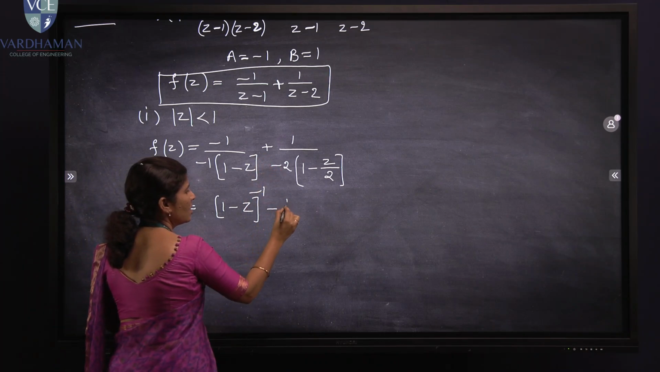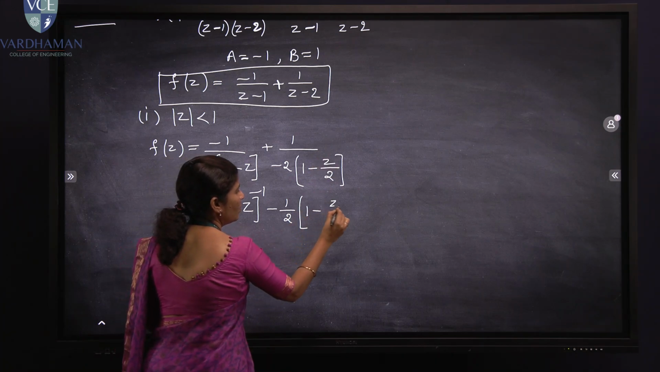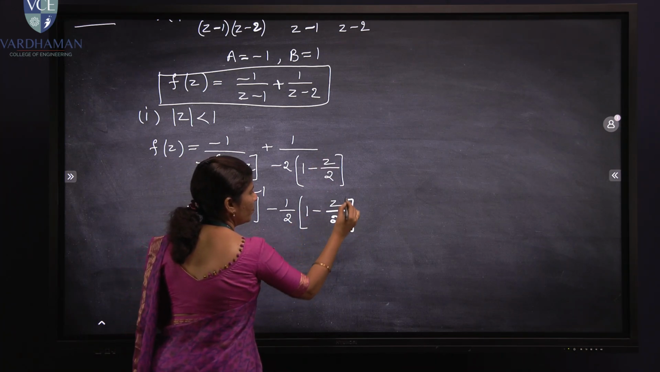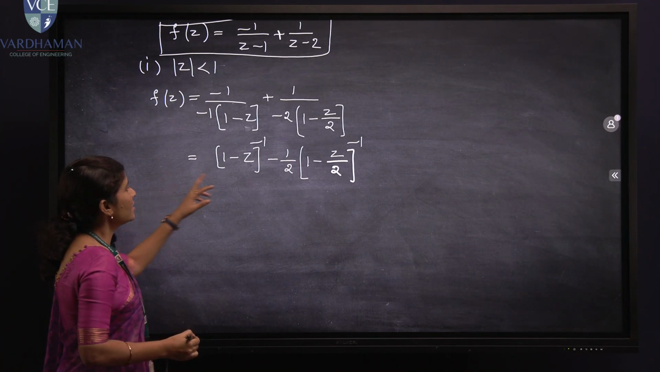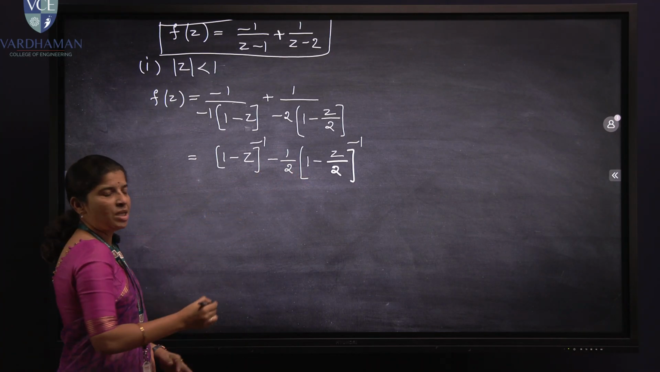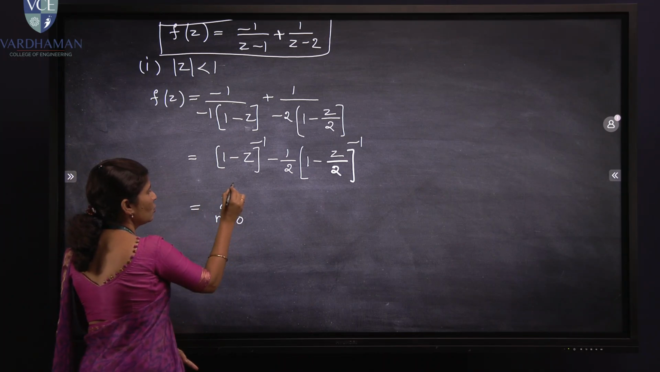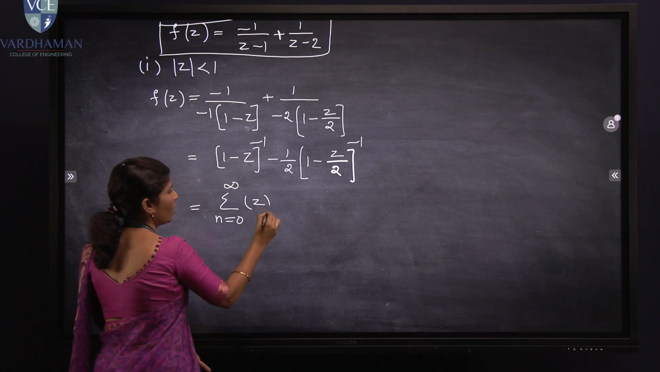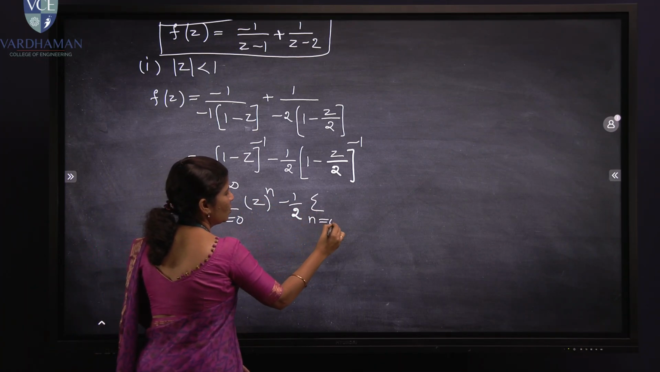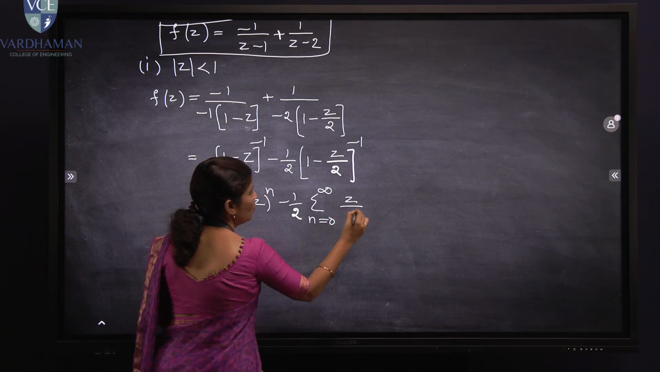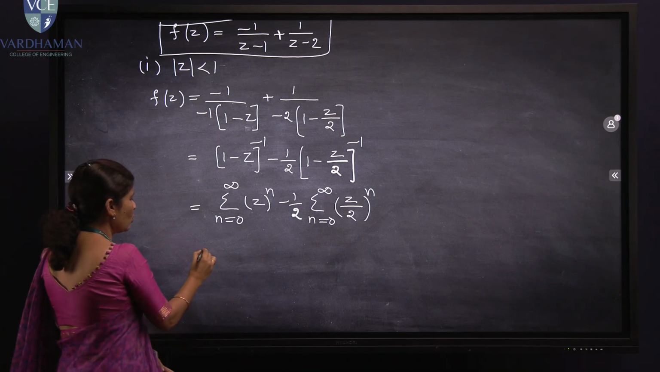Plus into minus minus, 1 upon 2 as it is, and take this term into the numerator, that is, here we get (1 minus z by 2) whole inverse, and this is the inverse form. Now we have to write this inverse in summation form: summation n equals 0 to infinity z power of n, minus 1 upon 2 summation n equals 0 to infinity (z by 2) power of n.